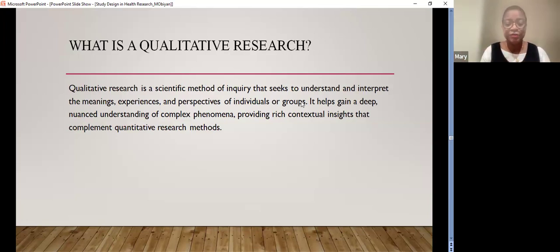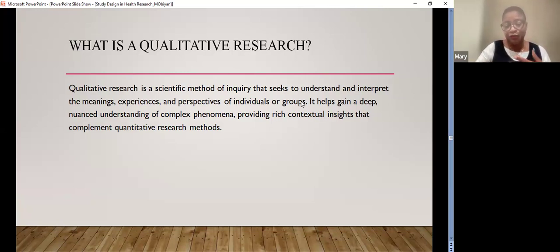Now, what is qualitative research? Before I delve into this, also remember that I mentioned quantitative is numeric, right? I may not be able to capture experiences with numbers. I may like to know more. I may like to probe. And this is what qualitative does. It helps me to explore meanings. It helps me to gain deep understanding of issues. It even explains health outcomes.